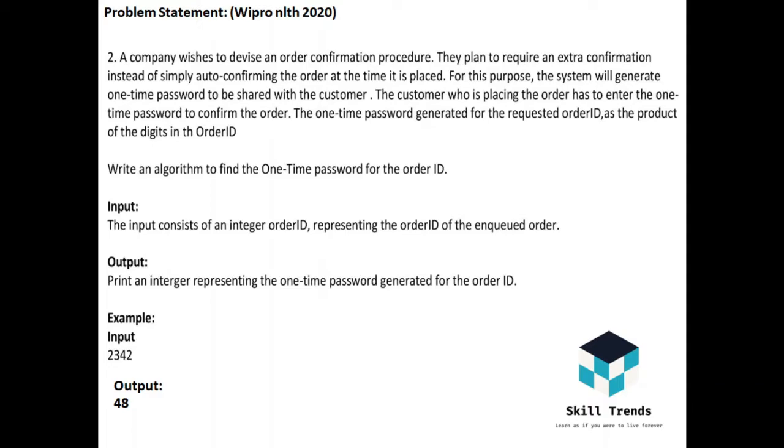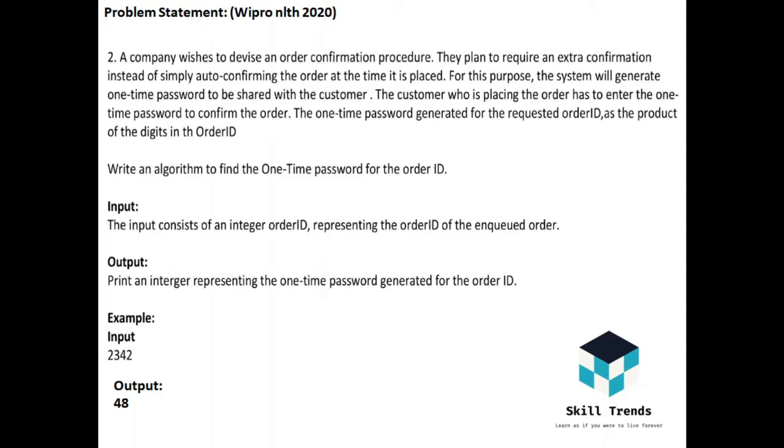Here they have given a company which advises an order confirmation procedure. They are making order confirmations like Flipkart or Amazon, where we order some product. What they are doing is, if you place the order, the company will generate one OTP, that is a one-time password, for the customer. They should re-enter their OTP at the place where they are going to order, so that they get a confirmation that you want to order that.